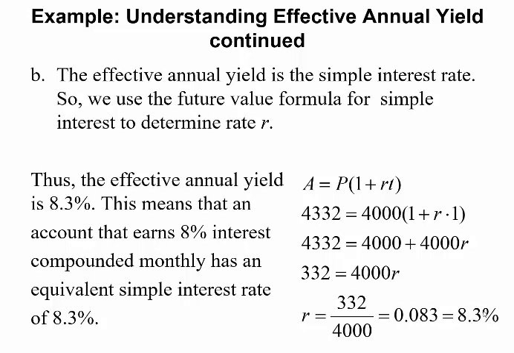So with this compounded monthly, as the number of times you compound increases, it makes the effective annual yield actually higher than the stated rate.